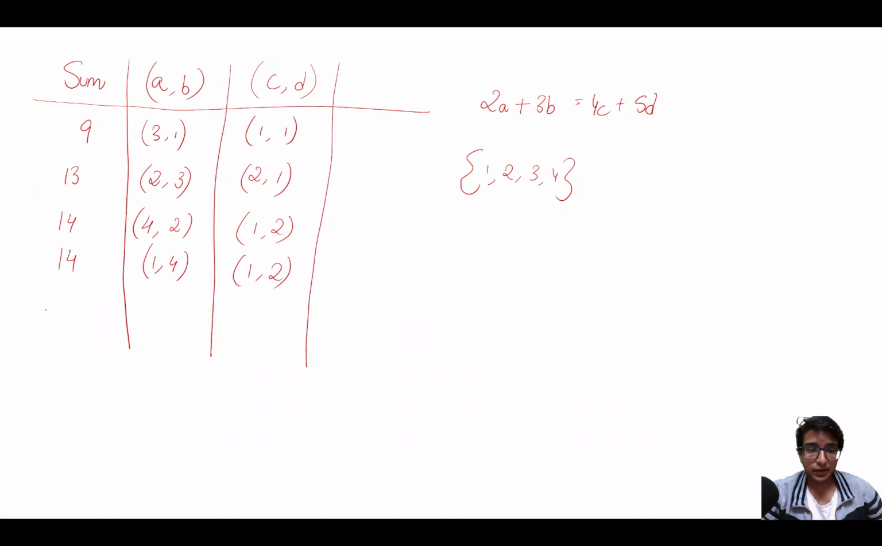What was our next number? 17. What are the ways in which we can get 17? The ways in which I can get 17 are 4 comma 3, and on this side what can we have?